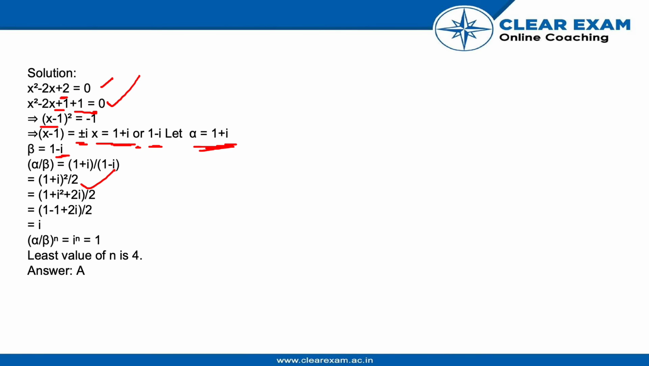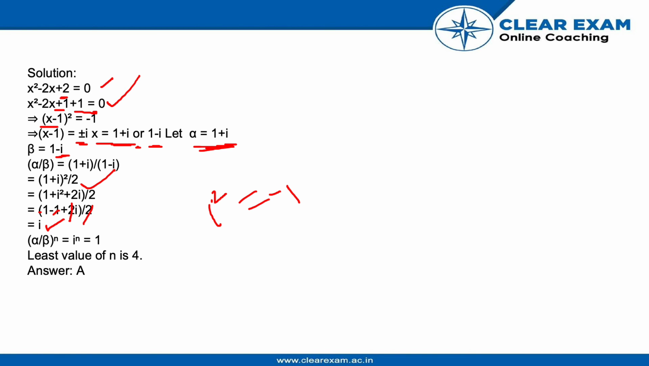Okay, and (1 plus i) square means 1 plus i square plus 2i divided by 2, and 1 minus i square equals minus 1. i square is always minus 1. So that's why 1 minus 1 plus 2i divided by 2. This will be cancelled like this, and 2 will be cancelled by 2. The i will be the answer.